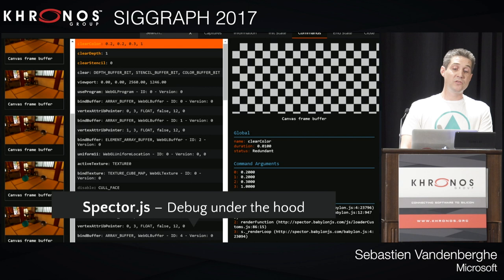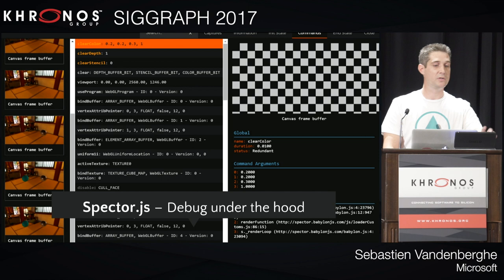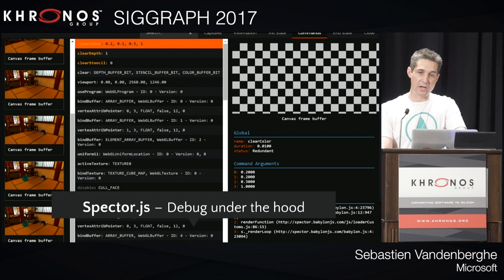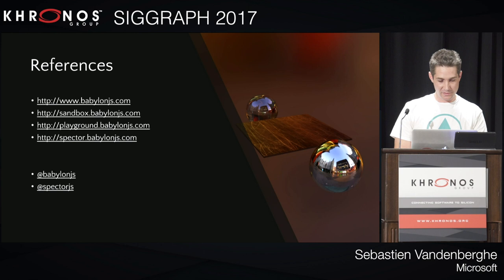Last but not the least, this is the latest tool we introduced. This one is not dedicated to Babylon only. It's Spectre.js. It's a tool which is able to help you capture everything that happened under the hood in your WebGL rendering context. So you can use it on any engine that relies on WebGL. Let me do just a quick demo of it.